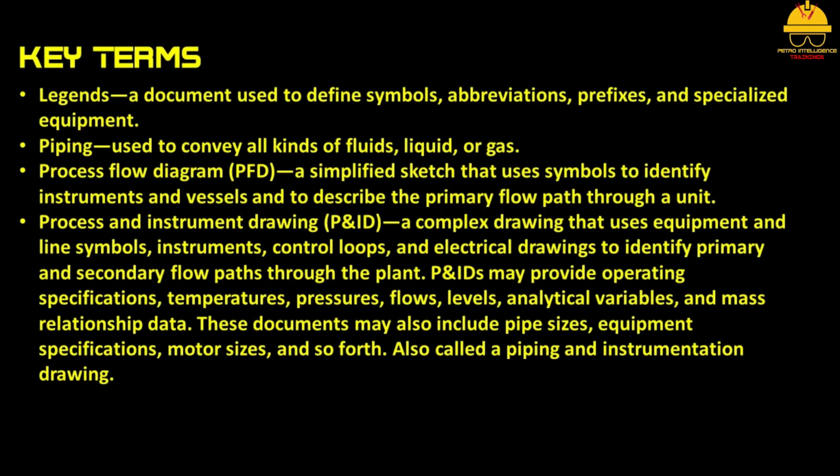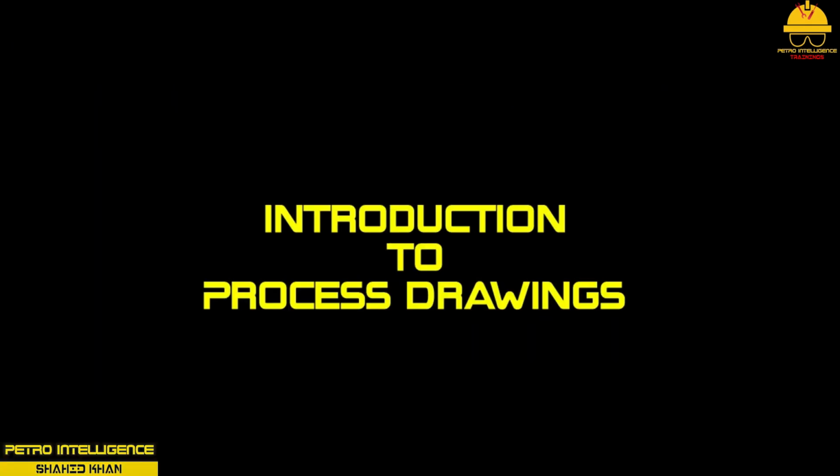Process and instrument drawing, P&ID, is a complex drawing that uses equipment and line symbols, instruments, control loops, and electrical drawings to identify primary and secondary flow paths through the plant. P&IDs may provide operating specifications, temperatures, pressures, flows, levels, analytical variables, and mass relationship data. These documents may also include pipe sizes, equipment specifications, motor sizes, and so forth. Also called a piping and instrumentation drawing.